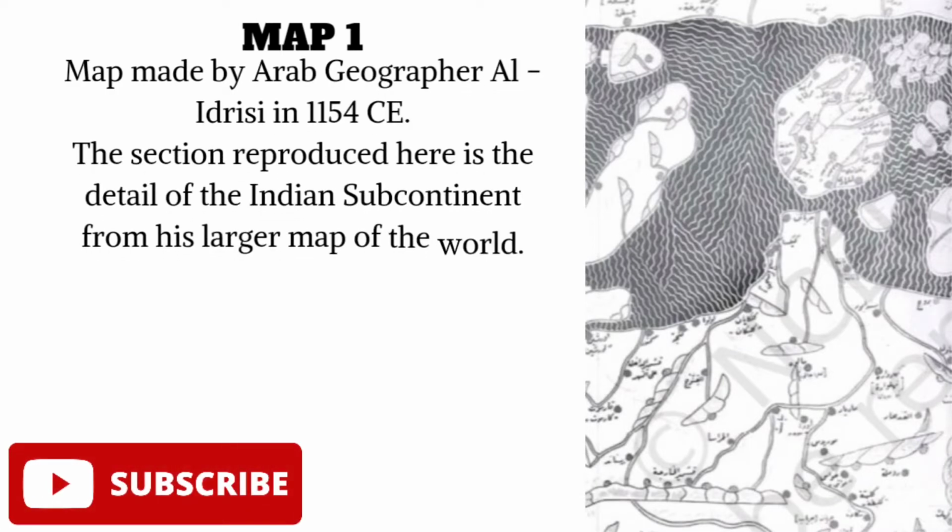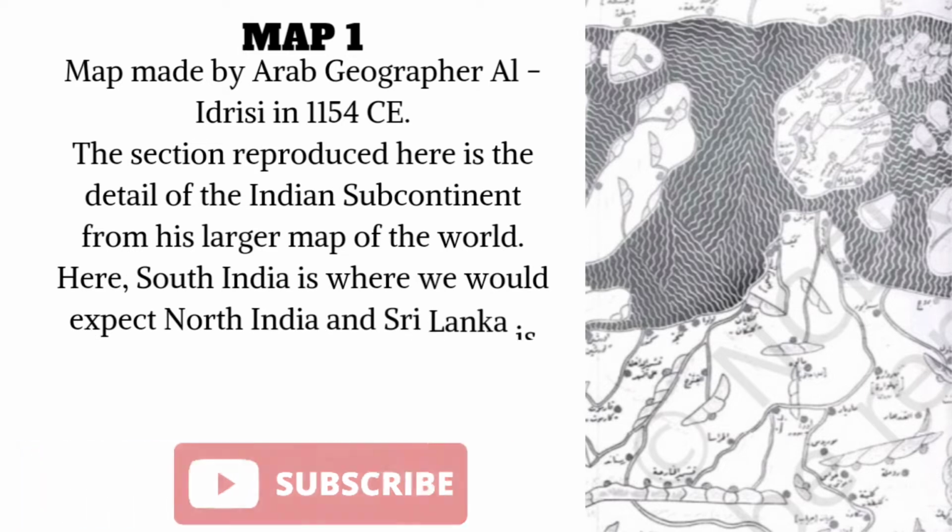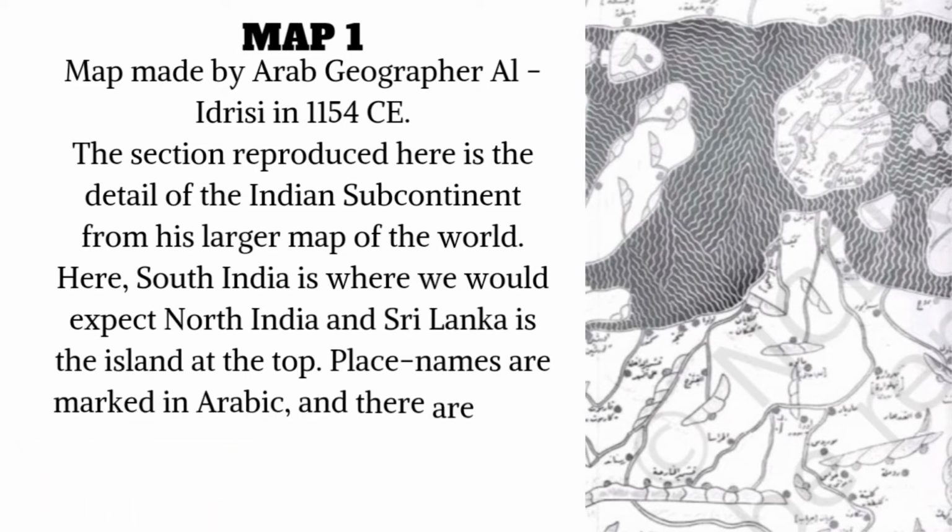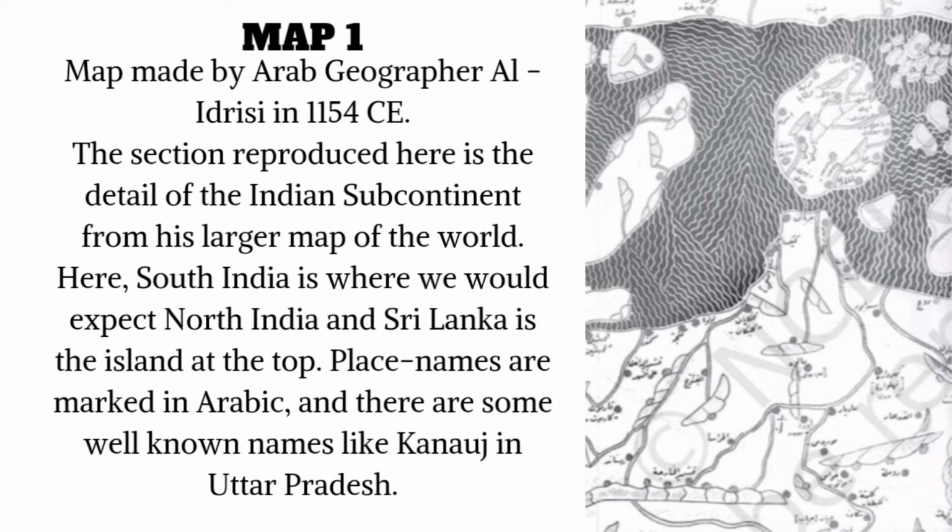Map 1 is made by Arab geographer Al-Idrisi in 1154 CE. The section reproduced here is the detail of the Indian subcontinent from his larger map of the world. That is, he has already prepared the larger map. From that map, a particular section is given here, that is of the Indian subcontinent.